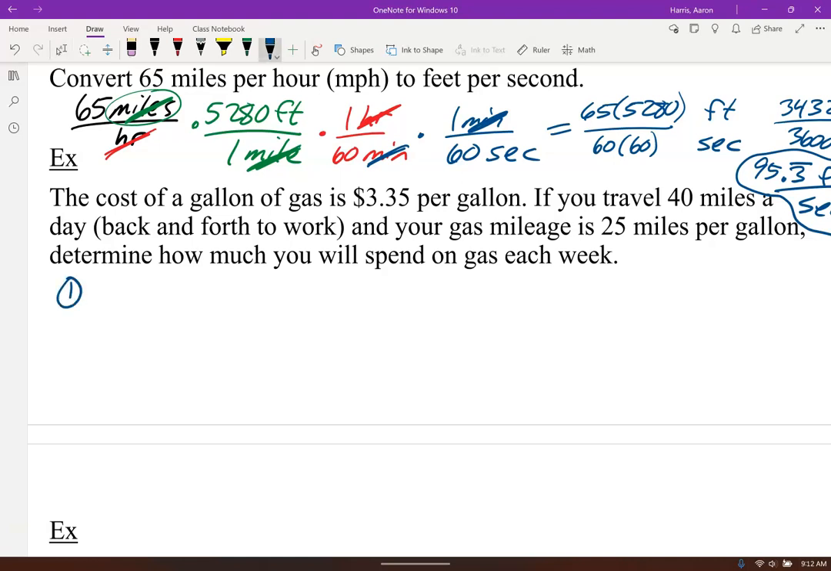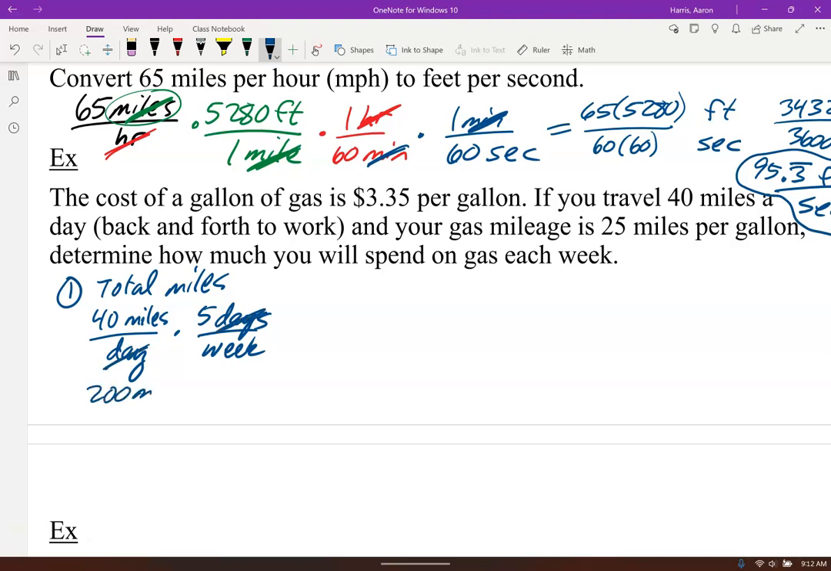Well, number one, what's the total miles that we travel a week? It's 40 miles a day, and then we're doing that for how many days? Let's multiply 40 miles per day times 5 days per week. We're assuming we have a 5-day work week here. So we're traveling 200 miles per week. Number one, 200 total miles that we're traveling a week.